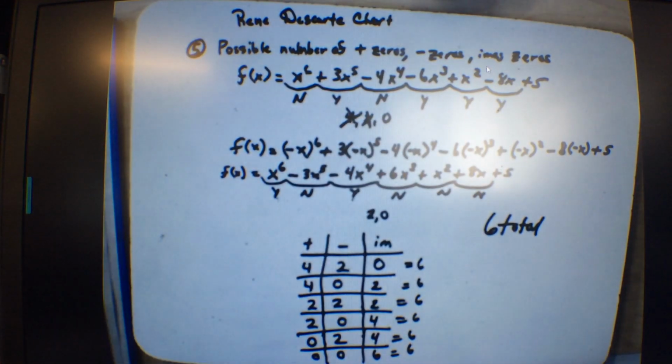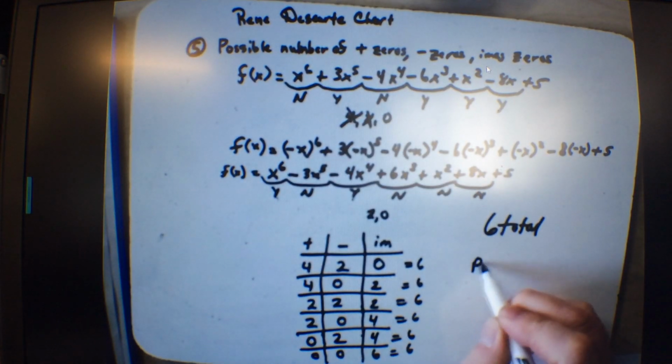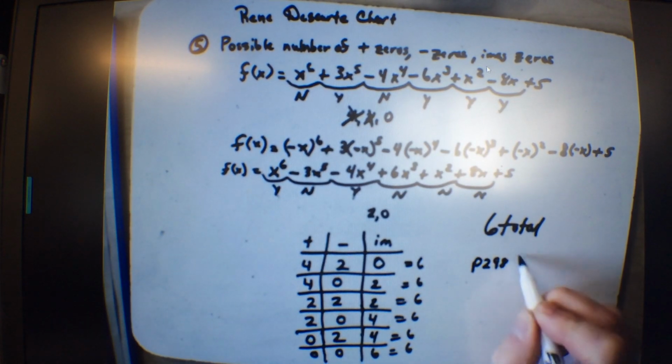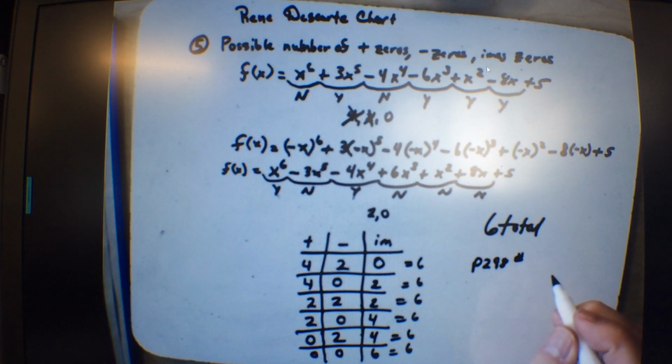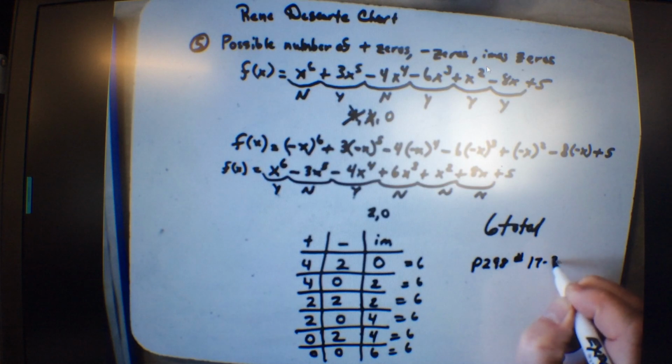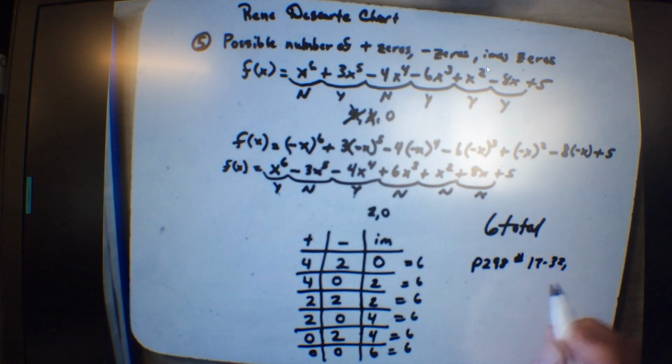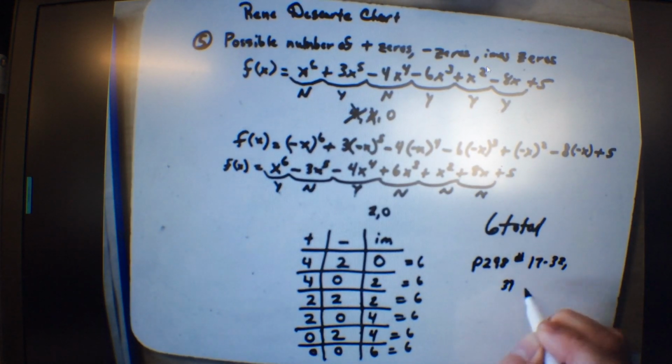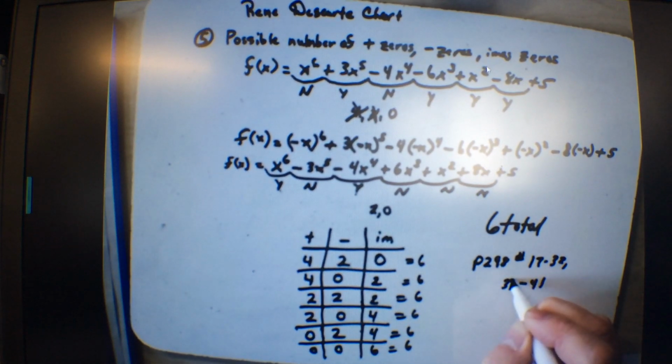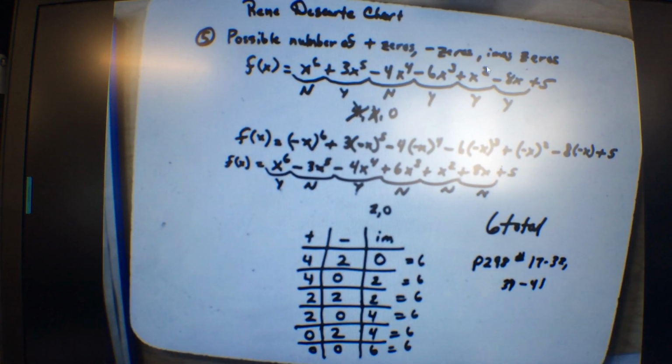Your assignment is page 298, numbers 17 through 32, comma, 39 through 41. Can somebody put that on the board? You have about 15 minutes to work on it? Okay? I want it done when I see you next.